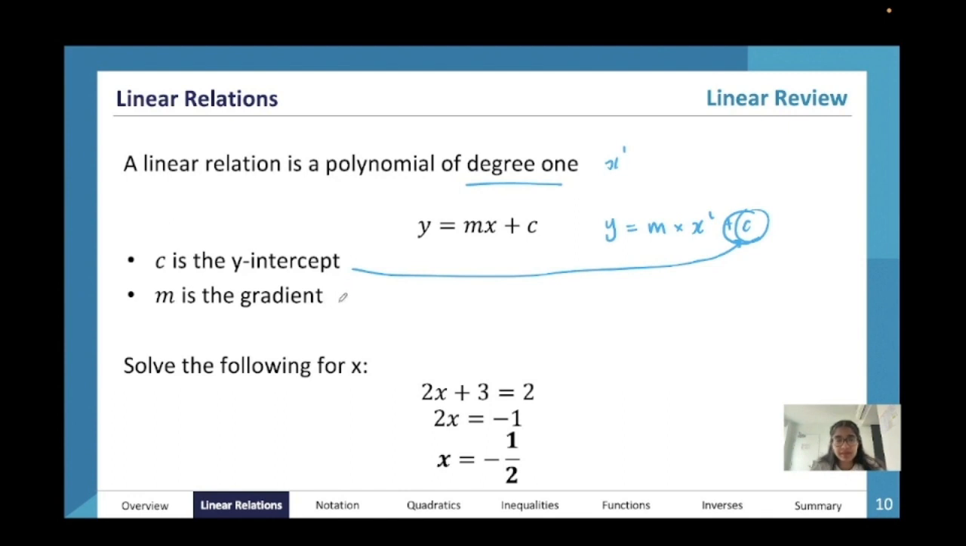And m is the gradient. If you don't remember what gradient is, it's the slope of the graph. So it's basically how steep it is, or how flat it is.